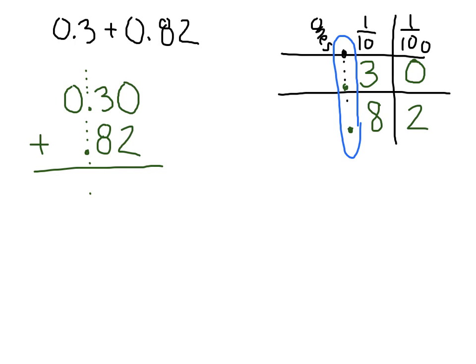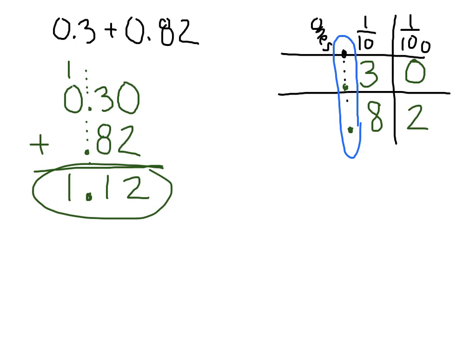0 plus 2 is 2, and 3 plus 8 is 11. And since I have 11 tenths, 10 of those tenths can make a whole. So I get my whole, and there's my decimal point, and there's my answer.